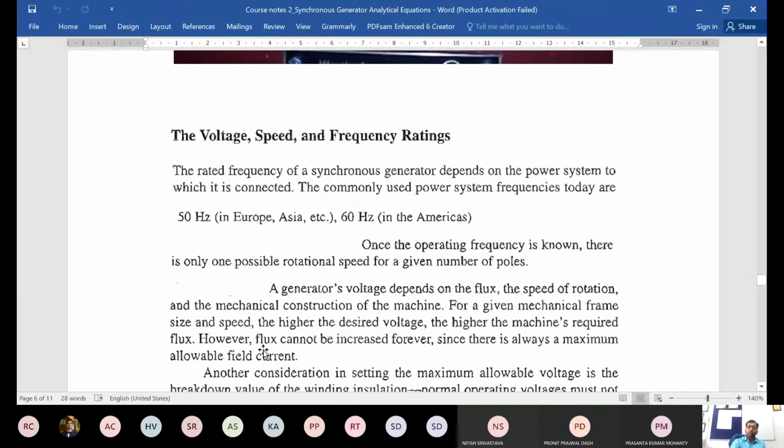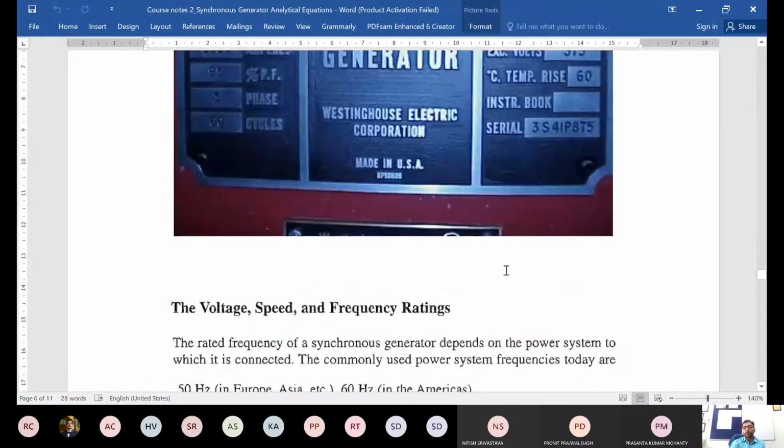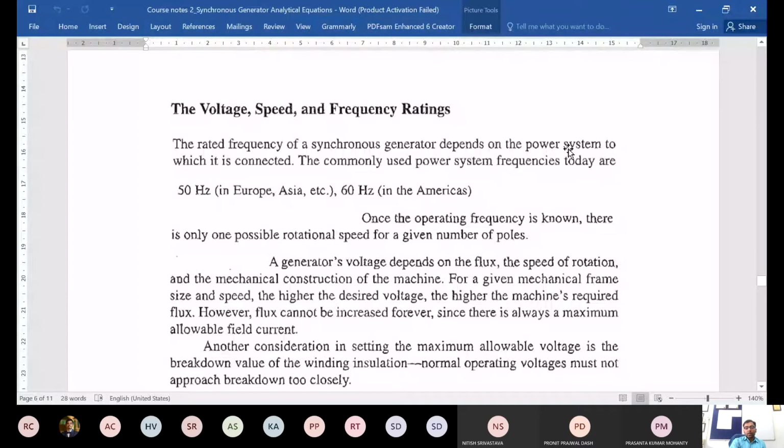But the constraint is also there. The flux cannot be increased forever. As we discussed last time, you recall the magnetization curve, the flux goes on increasing linearly with the field current, but cannot go on indefinitely. There is some saturation which will occur, and then gradually it will saturate. So there is always a maximum allowable field current. That is also given here as the field current rating. As you can see, the field current is also given in rated terms.